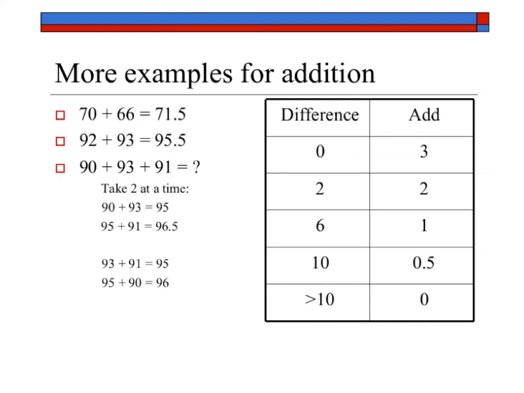We can choose another pair just as well, 93 plus 91. The difference is 2, so we add 2 to the 93 and we get 95. Now 95 plus 90. Well, a difference of 5 is not on our chart, but 5 is pretty close to 6, so we'll add 1 to the 95, and that will give us 96. So using these two different approaches, we got slightly different answers, 96.5 decibels or 96. And this just merely shows us that it's an approximation. If we had done a better job of extrapolating, we would get virtually the same answer.